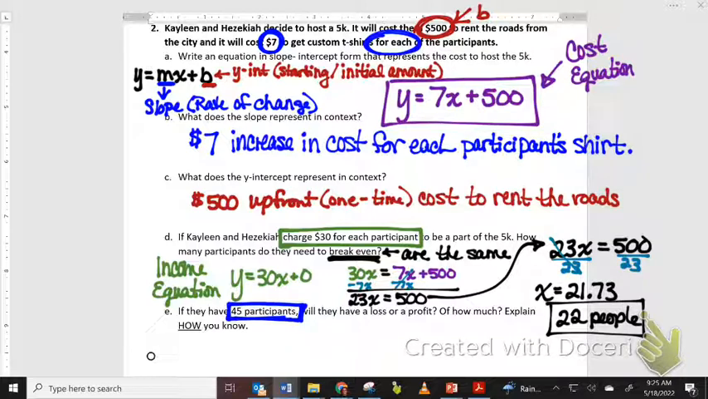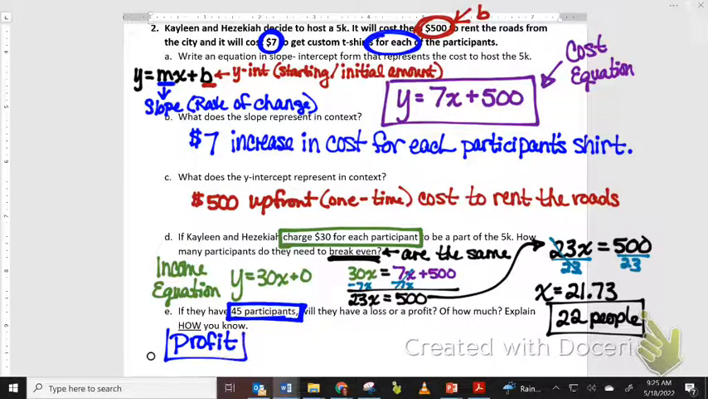They're going to get more money now because they only have to pay $7 for the shirts for each person that participates, but each person that participates has to pay how much? 30. All right, so they're going to have a profit. Say how much and explain how you know.